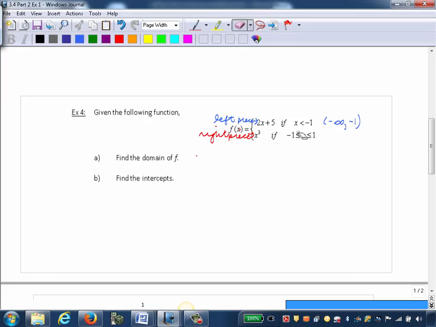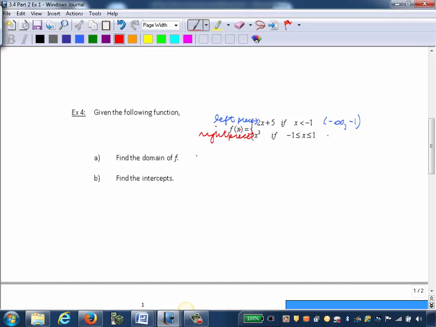And I want to encourage you guys to read this instead of the way I just read it. Read it as x is between negative 1 and 1. So we have equal signs on those endpoints, so we know we want brackets. So bracket negative 1, comma 1, bracket.